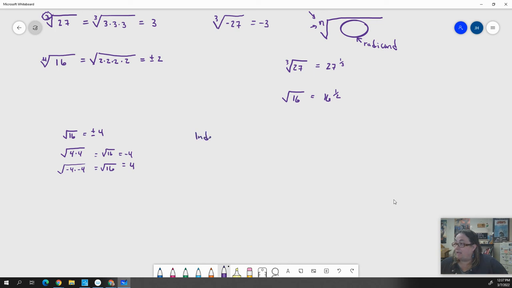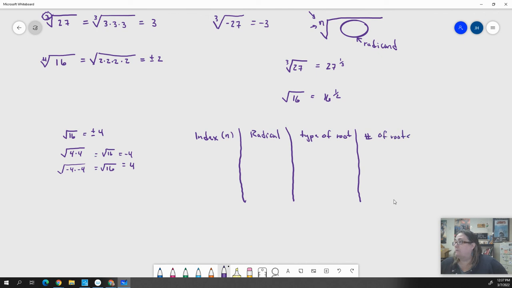So say I have an index, right? Or n. And then I have a radical, which is the number underneath, right? And then I have type of root. And I have number of real roots. Number of roots. So this is kind of what I was saying before.